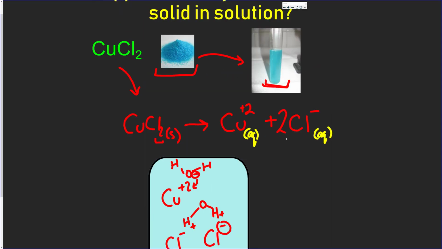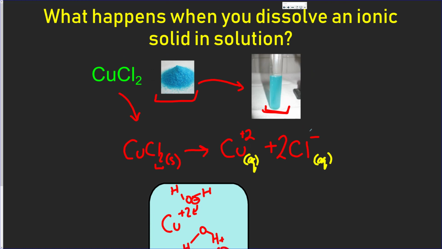So this is just an introductory video of what happens when you dissolve an ionic solid, and the key thing is that all these ions will be dissociated or separated when they're in solution. That's why you never see that solid in your solution.